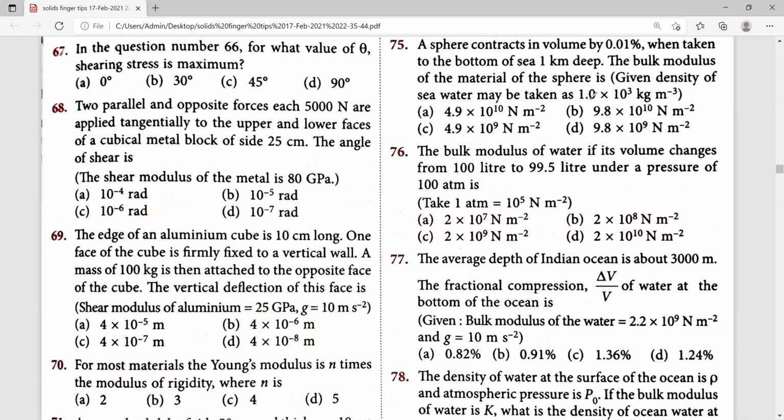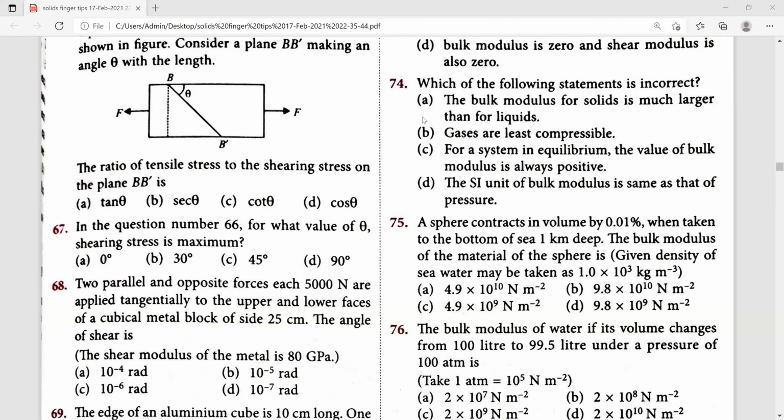74th one, which of the following statements is incorrect? For 74th one, so if you observe all the four options, 8th one is the right answer.